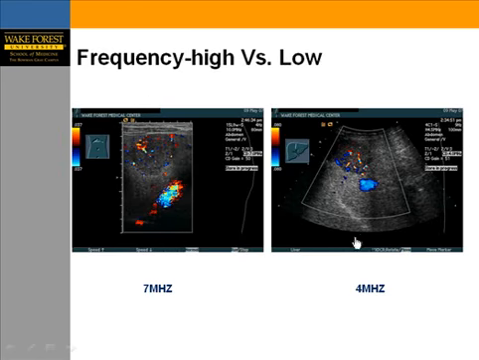Now, we have two examples. We have one slide on the right side and another slide on the left side of the screen. Watch, at 7 megahertz, I'm scanning this mass in the liver, and you can see the bulk of the vascularity identified is in the superficial component of the mass. Now, the same patient, same plane, I'm using a lower frequency, a 4 megahertz probe, and you can see that I see more color Doppler in the center of the mass and in the deepest components of the mass.